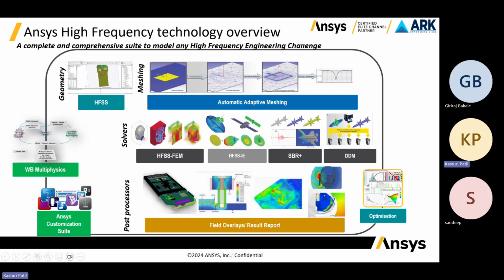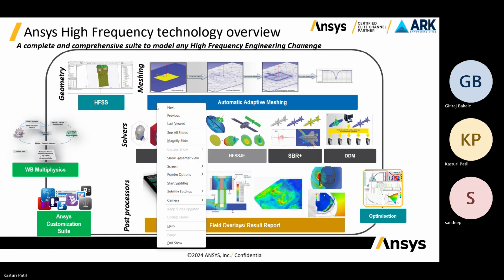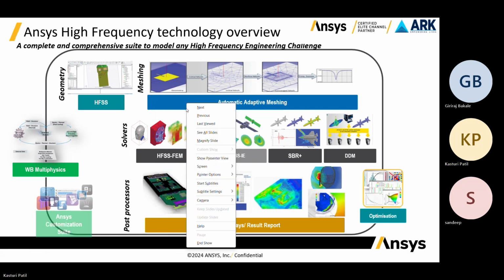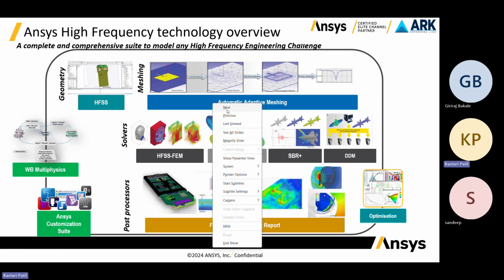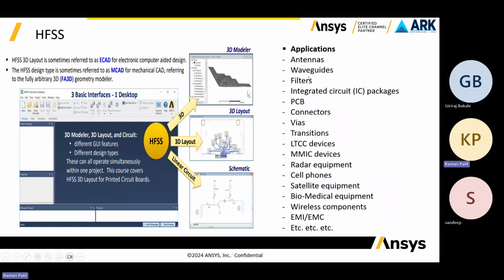We can see graphs basically in terms of return loss, gain, radiation pattern, etc. So this is the whole workflow. And here basically there are two parts in case of HFSS: ECAD and MCAD. In case of HFSS 3D Layout, ECAD is considered for electronic computer aided design and MCAD is for mechanical CAD.